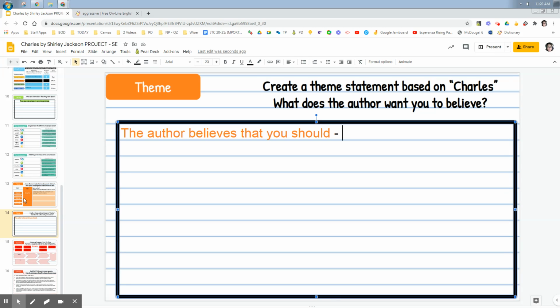And in theme statements, you don't talk about what happened in the story. You're thinking about what did you learn? What did the author want to teach you? What do they want you to believe that you should do or not do? So, for example, this doesn't relate to Charles, but this is a theme statement. The author believes that you should always work with others to obtain a common goal. So that's something we can learn about our own lives from maybe the story.